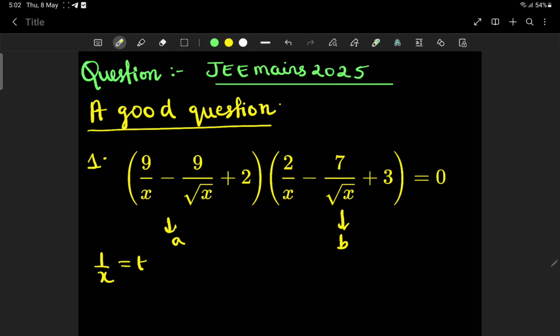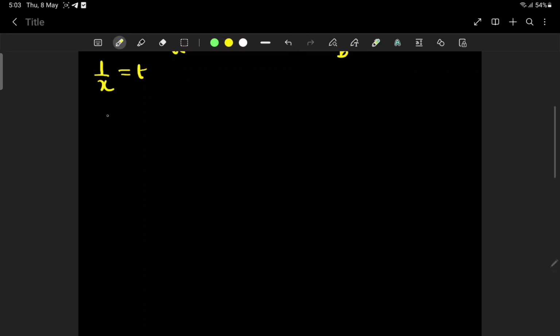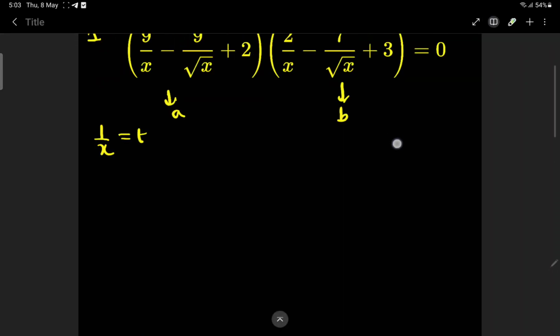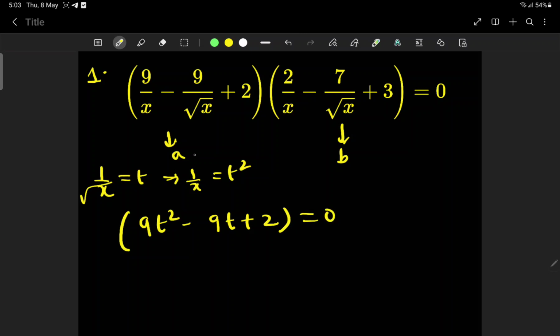So let me just bring it down. Now where was the question? Yes, it is here. Since 1 by root x is equal to t, then 1 by x would be equal to t square if you square both sides. Now since 1 by x is equal to t square, it is 9t square minus 9t plus 2 is equal to 0, since A can be 0 and B can be 0.